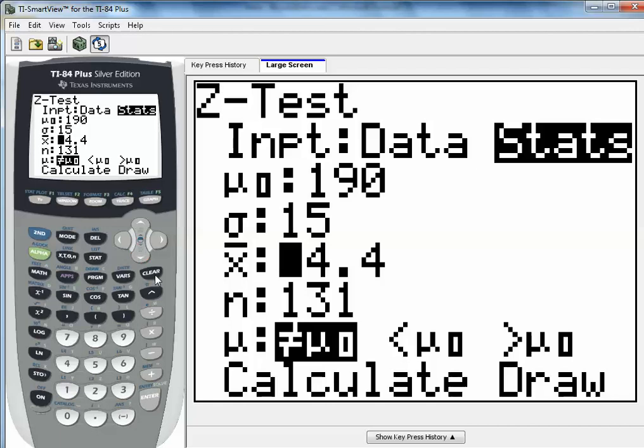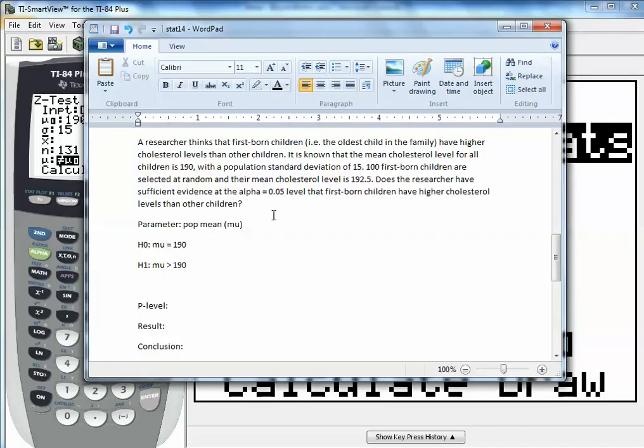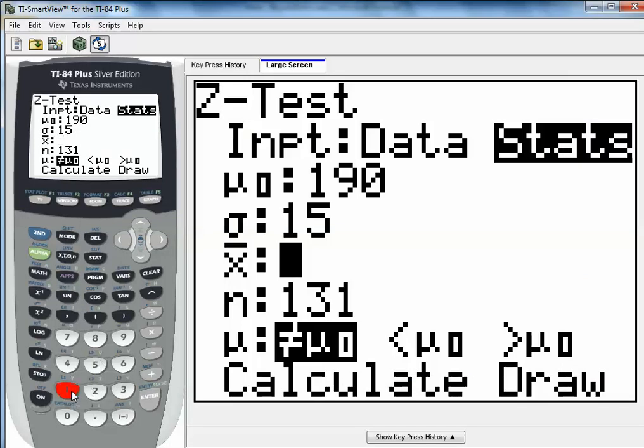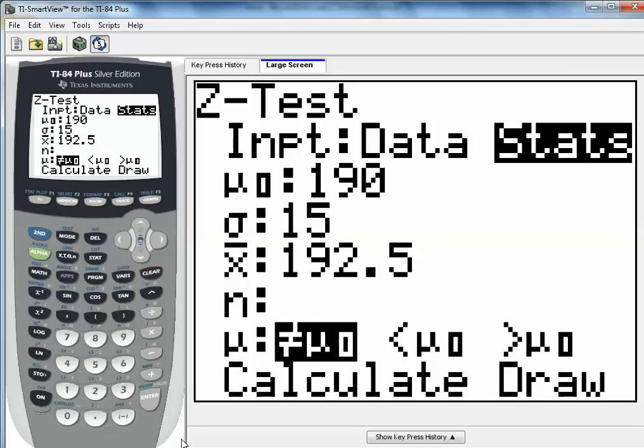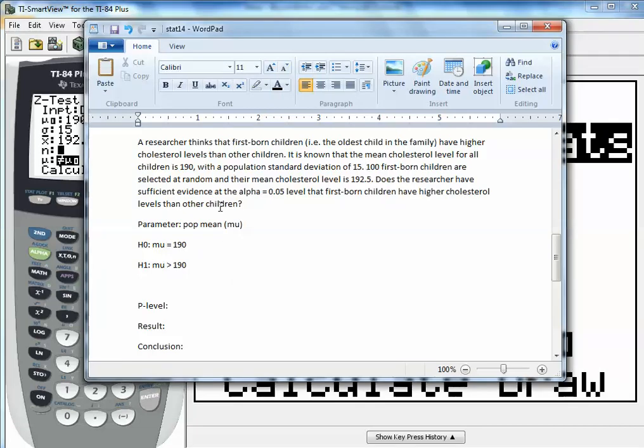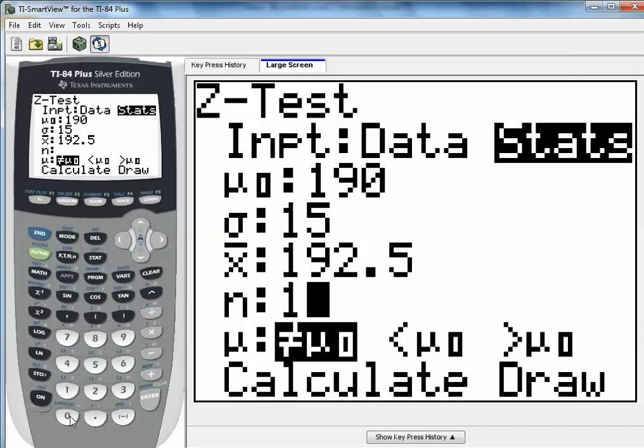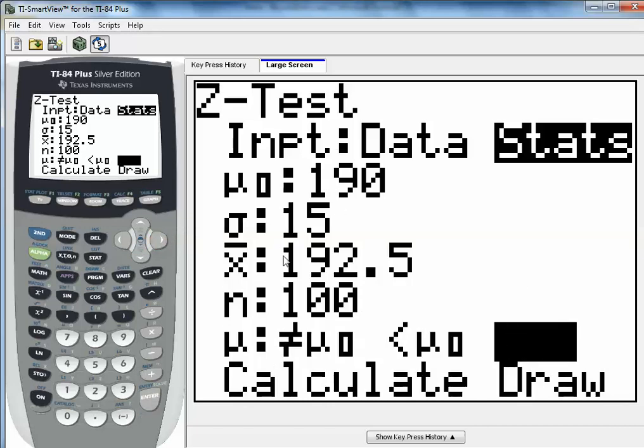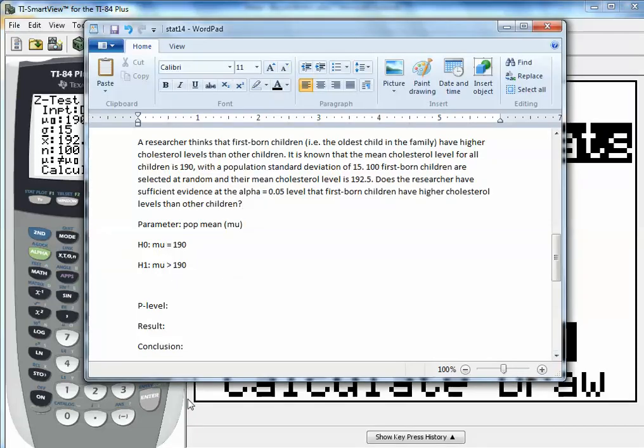X bar is our sample mean, sorry, which is 192.5. These are all the same letters we've been using all semester. So in our sample, we got 192.5. And n is the size of our sample, which is 100. We're looking for evidence that mu is greater than 190, so we pick that option because that's where our alternative hypothesis is.